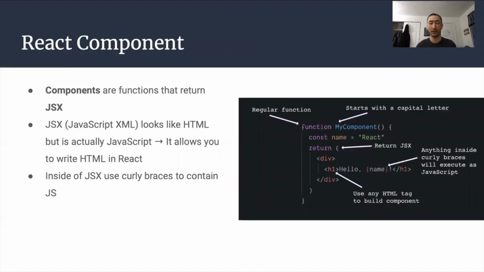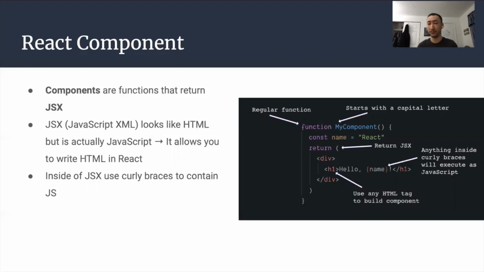So let's talk about what a React component is. Components are basically JavaScript functions that return JSX, which stands for JavaScript XML. It may look really similar to HTML, so it basically allows you to write HTML in React. And you can also easily inject JavaScript code and variables inside your HTML by using curly braces.